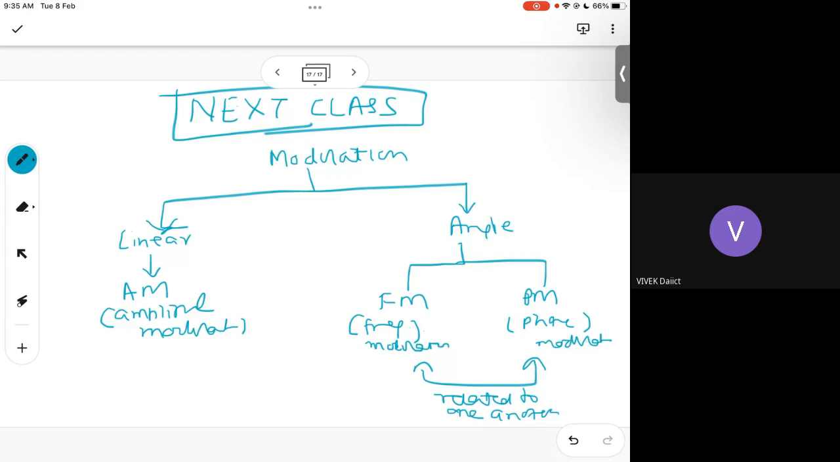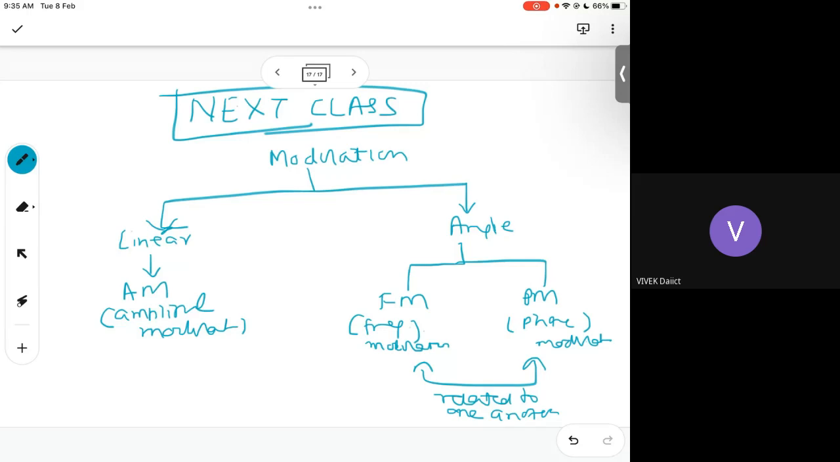And carrier frequency and phase are related to one another because both are related to time. Okay, frequency is inversely proportional to time. And time delay is nothing, it is a phase. So they are related to one another. So we have to understand now the basic concepts of the frequency modulation.